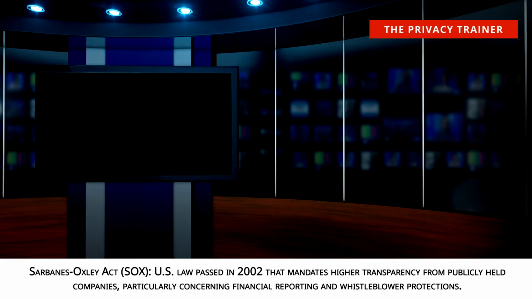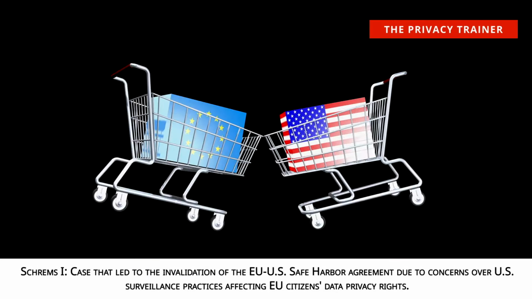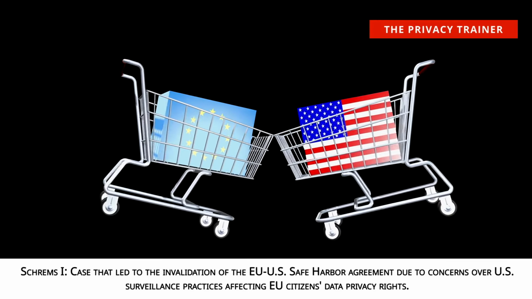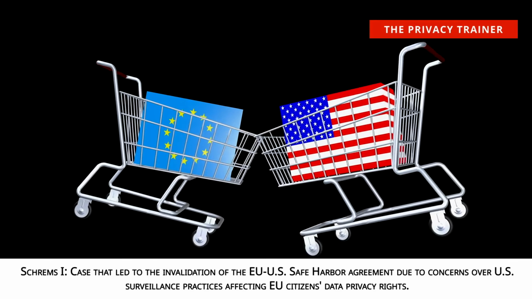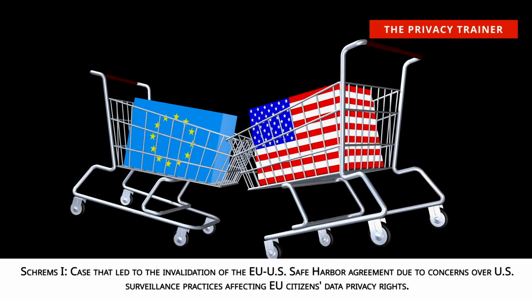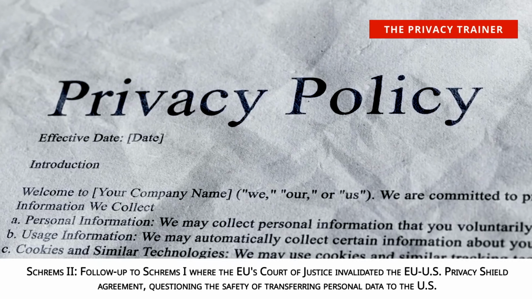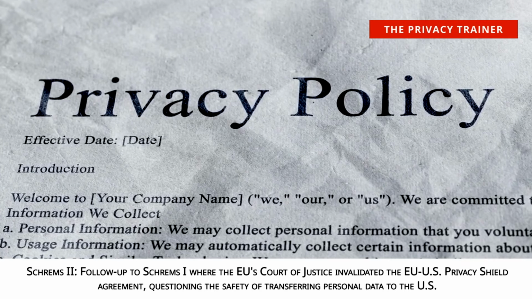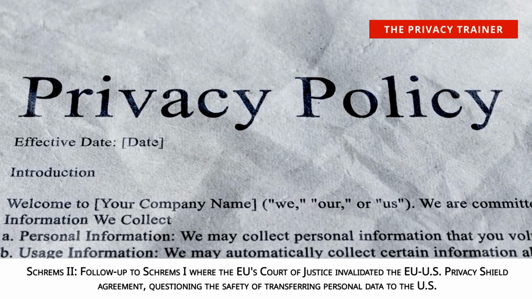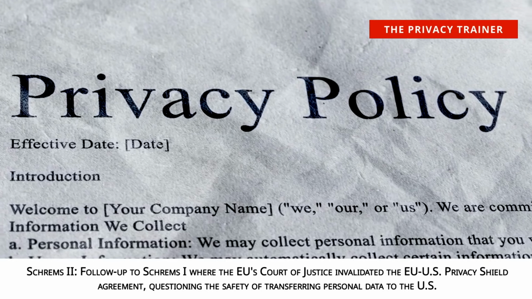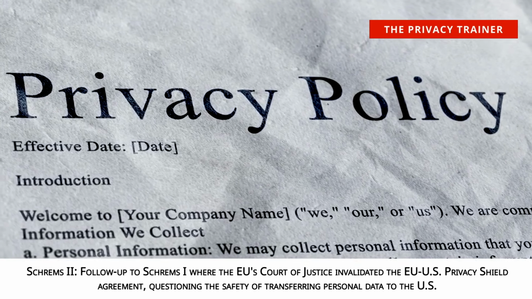Schrems I, case that led to the invalidation of the EU-US Safe Harbor Agreement due to concerns over US surveillance practices affecting EU citizens' data privacy rights. Schrems II, follow-up to Schrems I, where the EU's Court of Justice invalidated the EU-US Privacy Shield Agreement, questioning the safety of transferring personal data to the US.